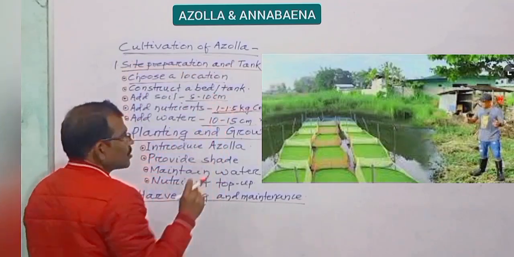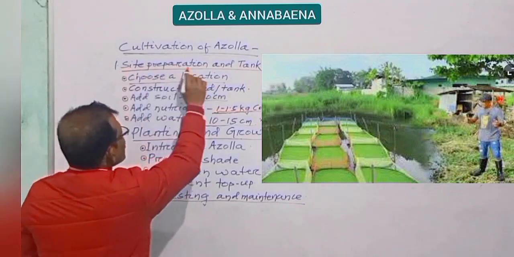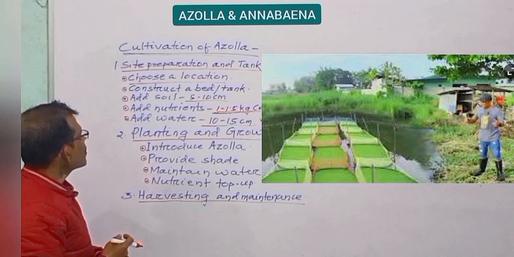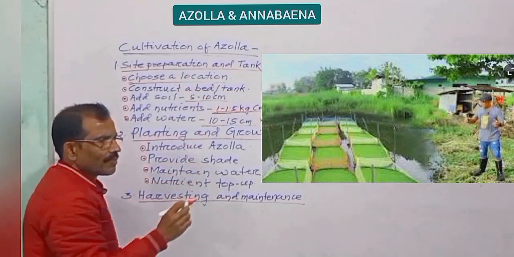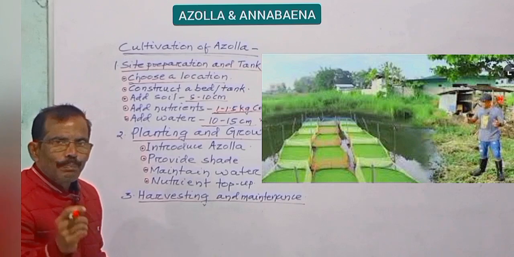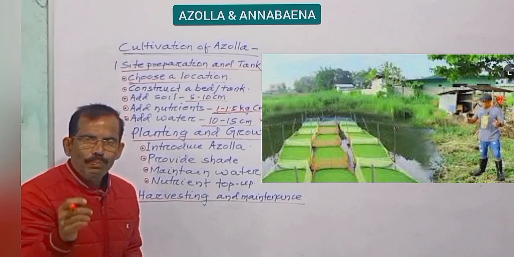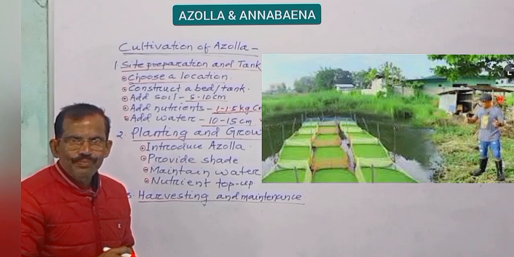Cultivation of Azolla. First step is site preparation and tank setup. First of all, choose a suitable location and dig a pit or construct a tank, lining it with plastic sheet to prevent the loss of water.